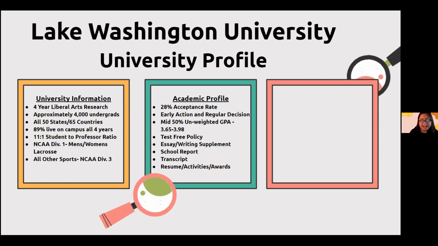We have both early action and regular decision. Our average GPA is around 3.65 to 3.98, and that's an unweighted GPA. We're test free, so no test scores required for admission. We also require an essay, writing supplements, school report, transcript, resume, activities, and awards. Those are very much looked upon.